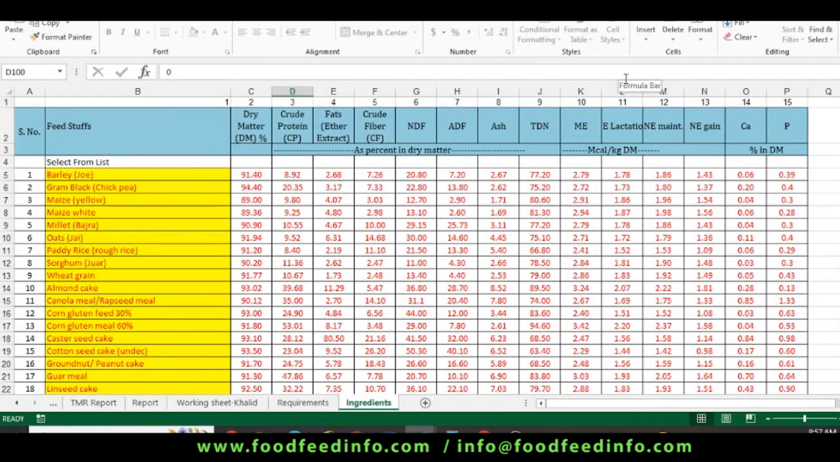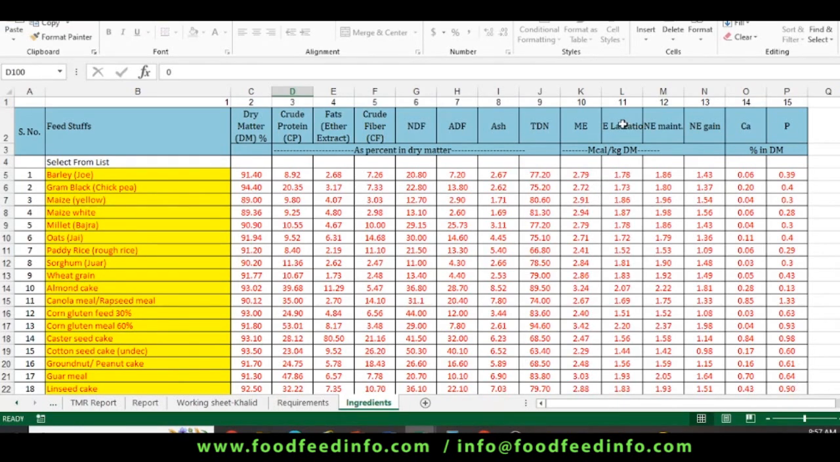Now come to the sheet. This is the first part where different ingredients have been listed, particularly their energy values. They are listed according to dairy animals. So you can formulate dairy animal ration without any hesitation using these values.